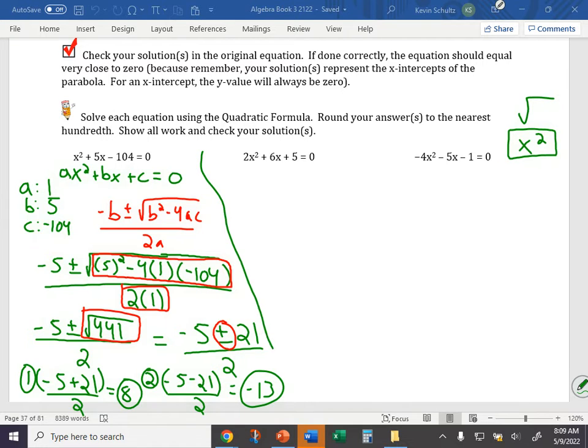Okay. Here we go. Mr. Schultz, on our answer, can we just write out -13 and 8? That is your final answer, yes. But if you turn in a test with only answers on it, I'm going to have a lot of questions. Lots of questions. All right, here we go.